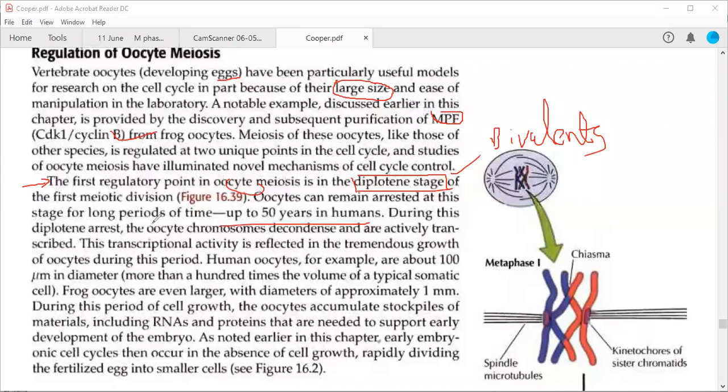During this diplotene arrest, the oocyte chromosomes decondense and are actively transcribed. Here, mRNA synthesis keeps going on, actively transcribed. So there is tremendous growth in these oocytes. Human oocytes, for example, are about 100 micron in diameter, or up to 1 mm in the case of frog oocytes.